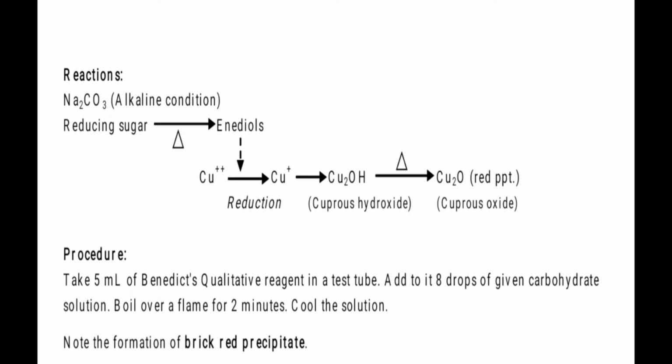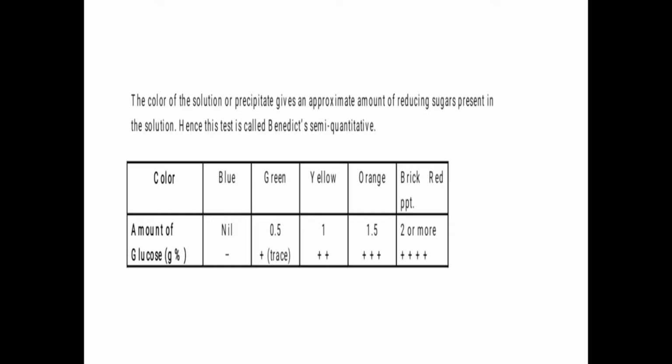So what is the use of this Benedict's test? It detects the reducing sugars in urine. So glucose solution gives Benedict's positive. Which one is non-reducing? During the theory part I told you sucrose is non-reducing.